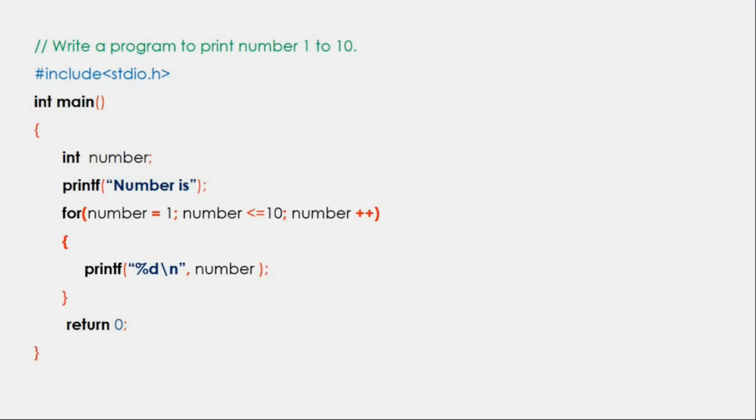In this program, we're using the powerful for loop to print numbers from 1 to 10. Let's break down the components. Number equals to 1: this is the initialization section. Number less than or equals to 10: this is the condition section. Number plus plus: this is the increment section. This loop is also called a one-line looping statement, because all the tasks can be written in one line.